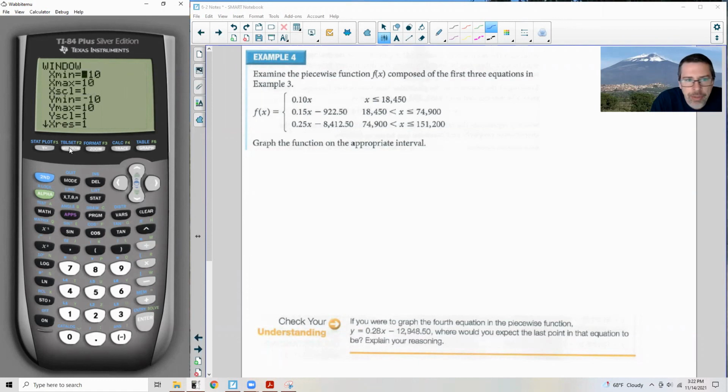Okay, so now I want to adjust the window. So we have to think about this. Looking at this, we want our X minimum to be 0. We want to go down to $0. We don't ever pay, we don't get paid tax. Well, we get tax return, but let's make this 0. And our X maximum is going to be something greater than this 151,000. So let's just make it 160,000, just so we're seeing the whole screen.